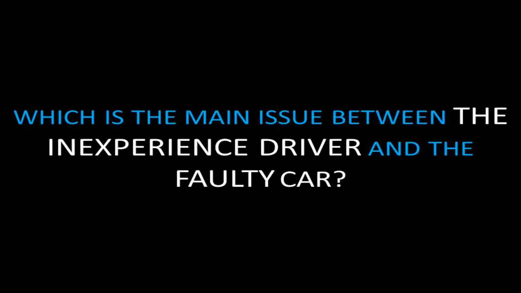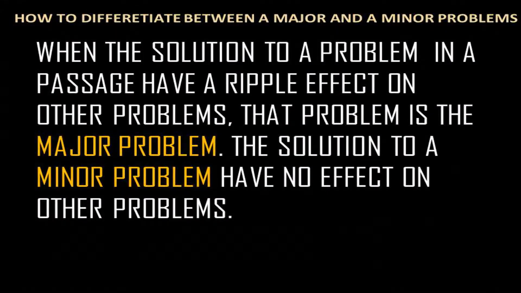And on the other angle, when you give an experienced driver a faulty car to drive, most definitely, with the experience of this driver, he will be able to maneuver. There will be fewer issues if an experienced driver takes over the same faulty car. So, which is the main issue between an experienced driver and a faulty car? Most definitely, it is the inexperienced driver. Why? It is so because whenever the solution to a problem has a ripple effect on other problems, that problem is definitely the key problem or the main problem.